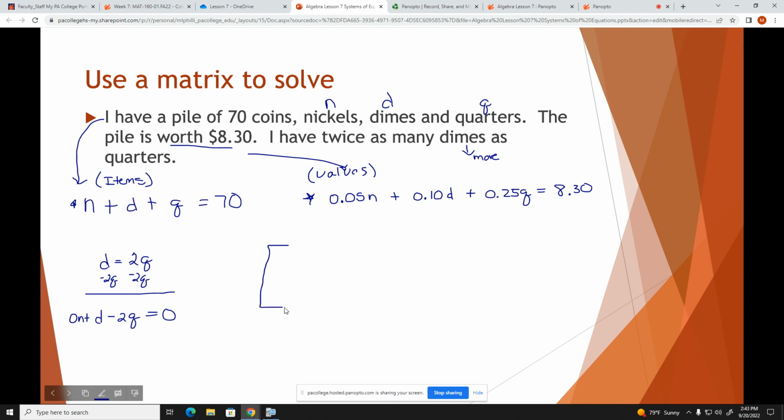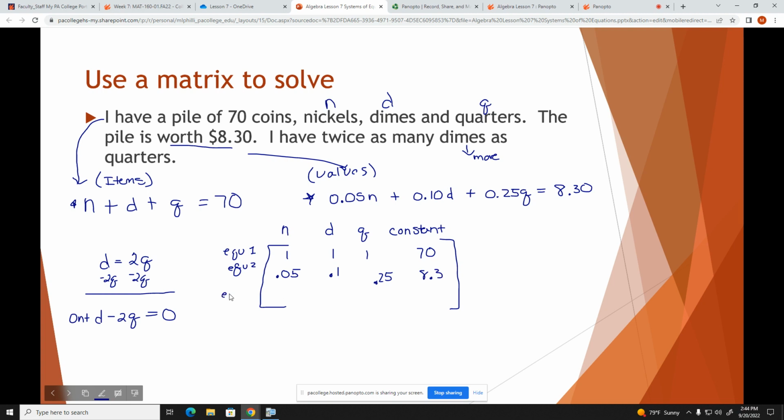So I'm going to organize these into my matrix. My first column's the N, then the D, then the Q, then the constant. And my equations go each one on a row across. So equation 1, where my coefficients are 1, 1, 1, and 70. I can put my bracket on back here. Equation 2, and my coefficients there were 0.05, 0.1, 0.25, and 8.3. And I dropped all the extra zeros that I could there just to simplify.